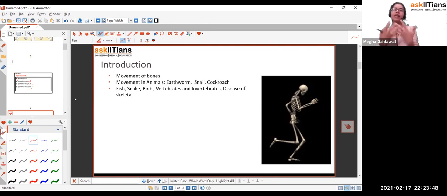Apart from that, there are different types of animals which either do not have an internal skeletal system, or do not have a skeletal system at all. Not external, not internal, and they still move. Now how do they move? And if they have a skeletal system, why is it different from ours? And if it is different from ours, how exactly is it helping in moving? We'll be learning about all that.